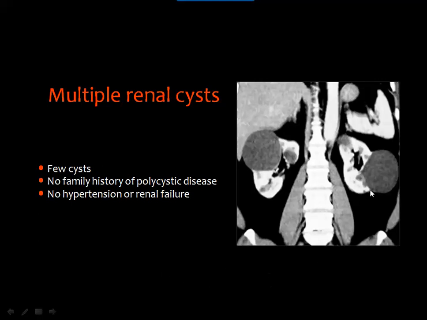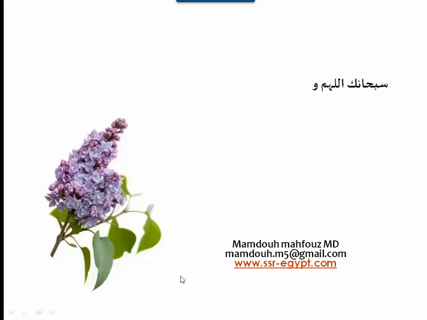On imaging, you can detect some renal cysts bilaterally, 2 or 3 or 4, but the renal size is normal and the renal function is good. The renal parenchymal thickness is maintained. There is no family history, and there is no hypertension or renal failure, and there is good renal parenchymal thickness, as I have mentioned.